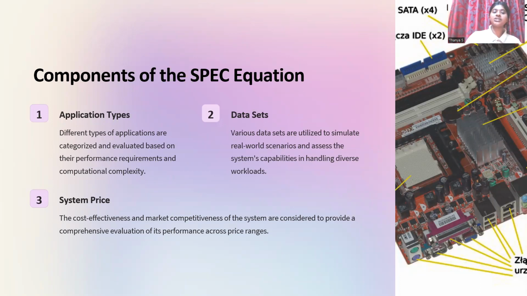So in application types, different types of applications are categorized and evaluated based on their performance requirements and computational complexity. So in data sets, various data sets are utilized to simulate real world scenarios and assess the system's capabilities in handling diverse workloads. In system price, the cost effectiveness and market competitiveness of the system are considered to provide a comprehensive evaluation of its performance across the price ranges.